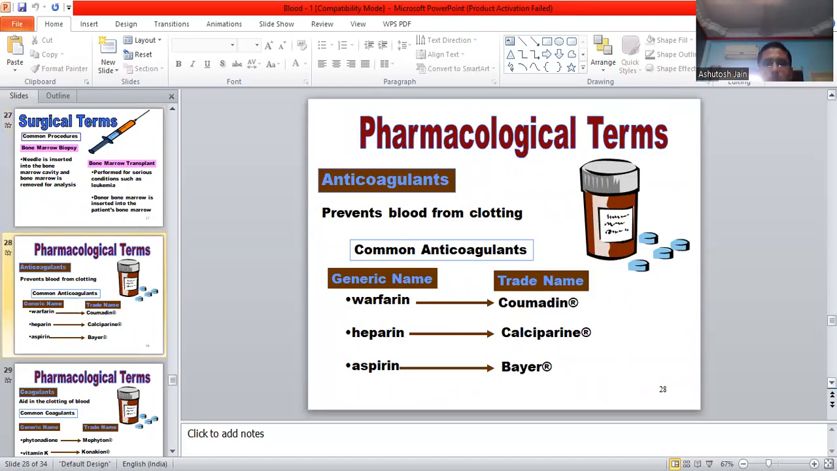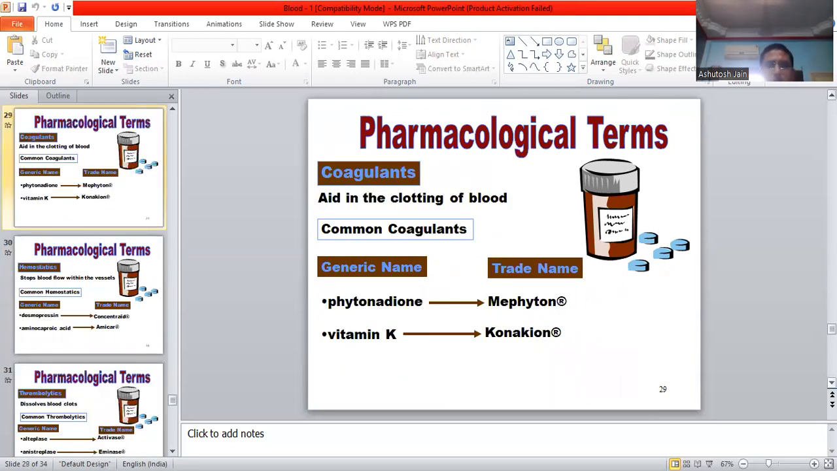Pharmacological terms. Anticoagulants prevent the blood from clotting. Common anticoagulants, generic name and trade name: warfarin, Coumadin; heparin, Calciparine; aspirin, Bayer. Coagulants aid in clotting of blood. Common coagulants, generic name and trade name: phytonadione, vitamin K.